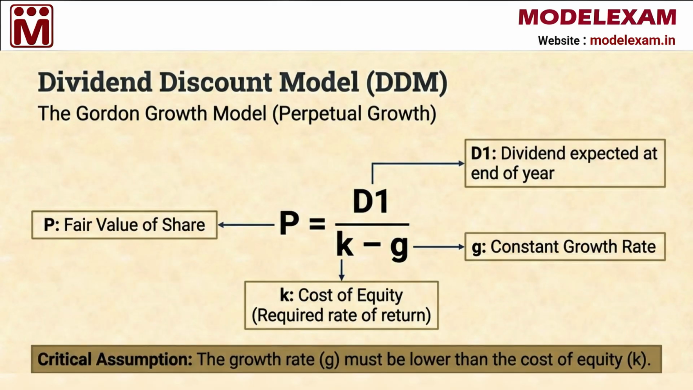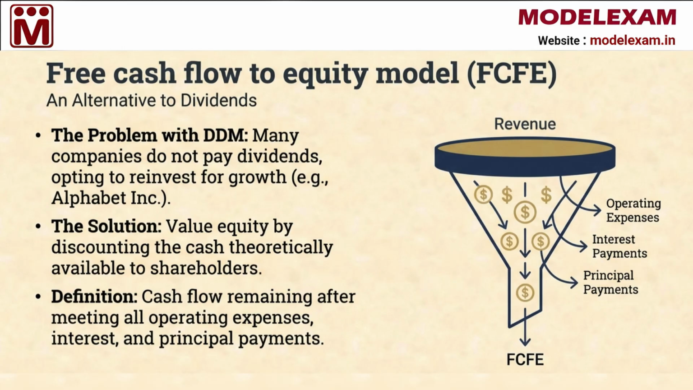When a company is expected to grow forever, we use the Gordon growth model. In this formula, the fair value of a share, represented as P, equals the dividend expected at the end of the year, called D1, divided by the cost of equity, K, minus the constant growth rate, G. A critical assumption you must make here is that the growth rate, G, must be lower than the cost of equity, K. But what happens if a company does not pay dividends?